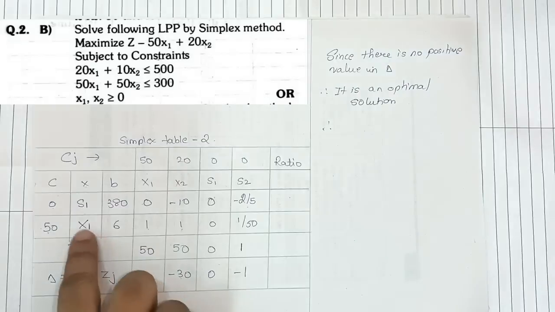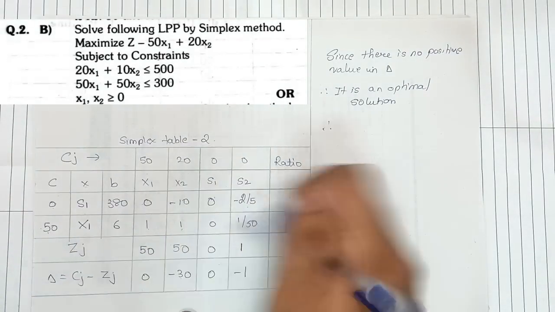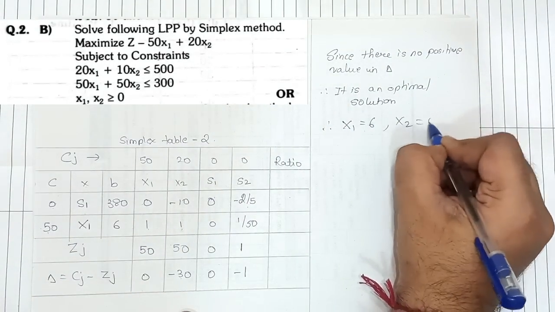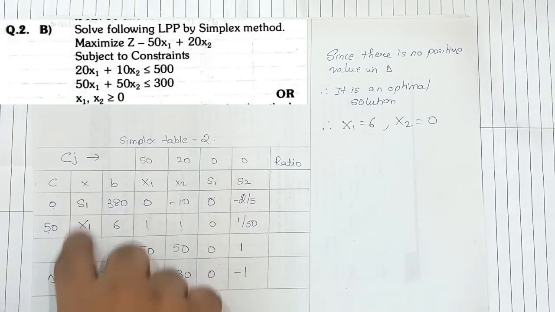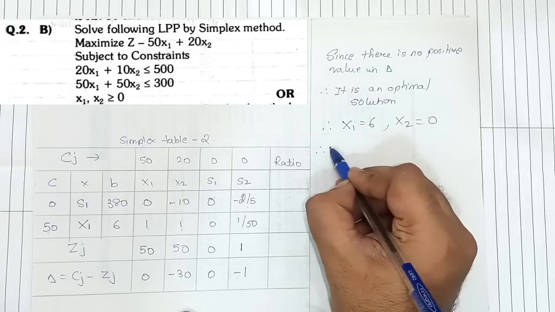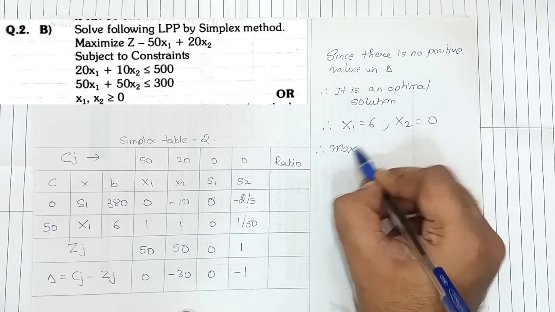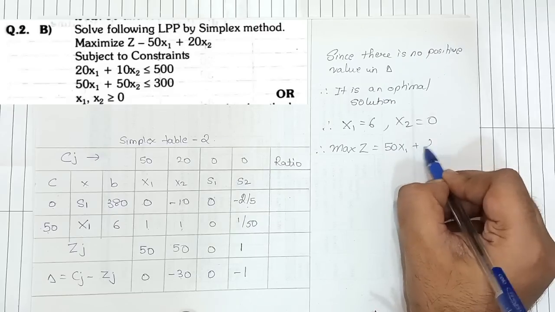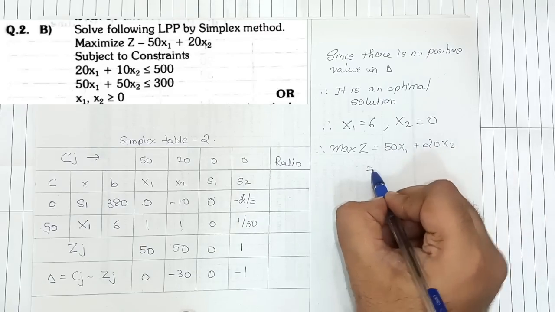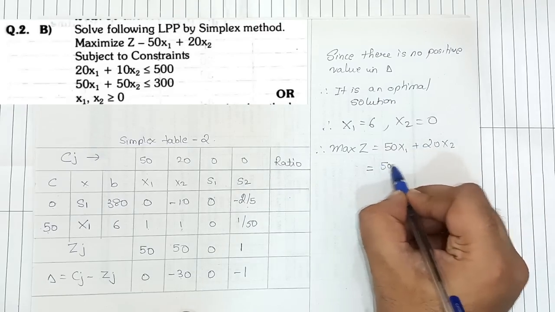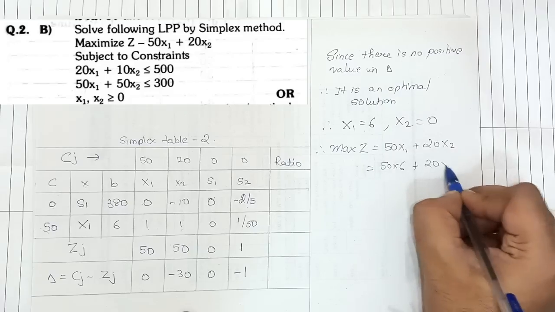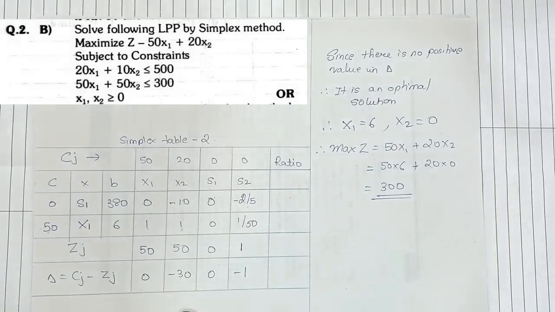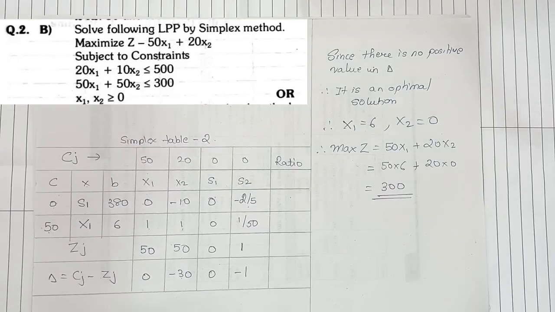Therefore only x1 was selected, so the value of x1 was 6. Therefore x1 is equal to 6 and x2 is equal to 0, because x2 was not to be replaced here. So the final answer, max z, which was 50x1 plus 20x2, will be 50 into 6 plus 20 into 0, which comes to 300. Okay, so that's our final answer. The simplex value is 300.